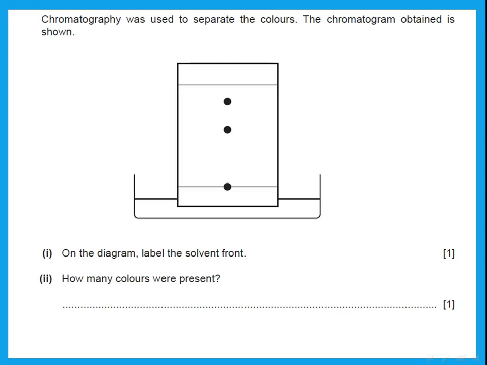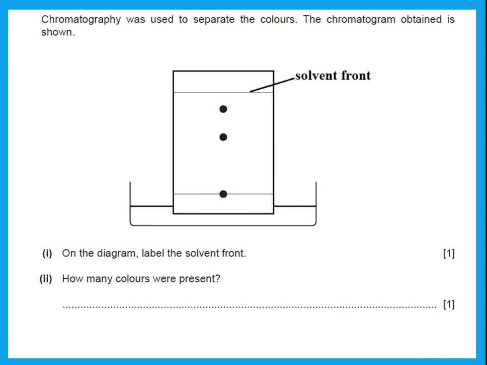Okay, chromatography was used to separate the colors. The chromatogram obtained is shown on the diagram, labeled the solvent front. Where is the solvent front? Remember, the solvent front is the top line to which the solvent reaches. So when the solvent soaks up the paper, where it stops, that is the solvent front.